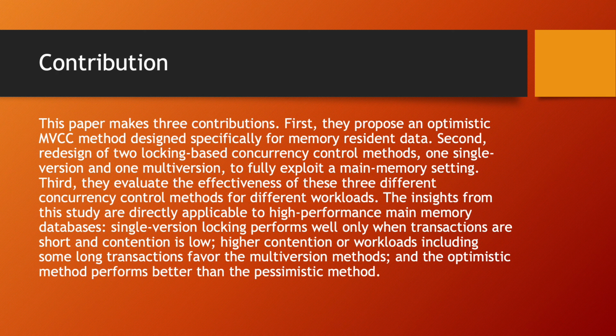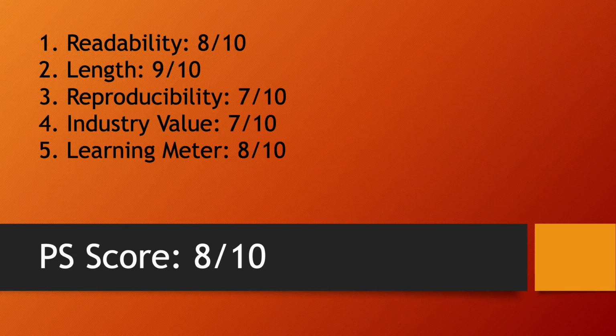The insights from this study are directly applicable to high-performance main memory databases. That is, single version locking performs well only when transactions are short and contention is low. Higher contention or workloads including some long transactions favor the multi-version methods, and the optimistic method performs better than the pessimistic method. Now let's give this paper a PS score.